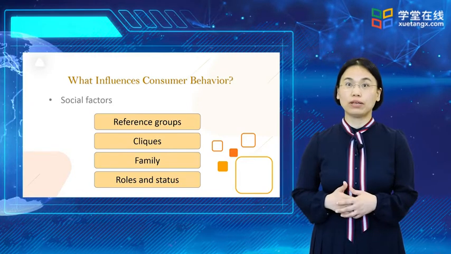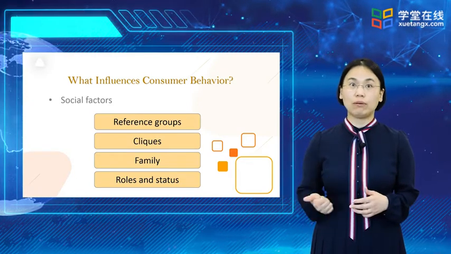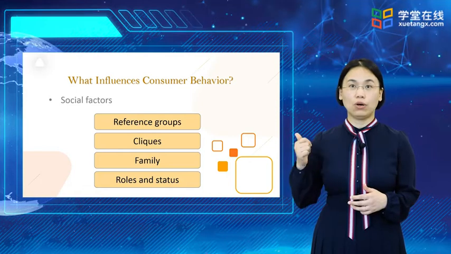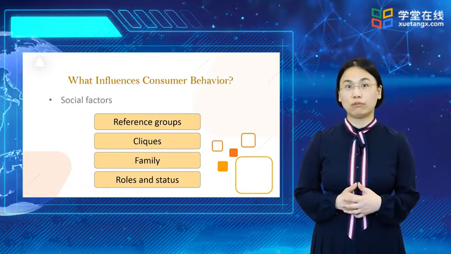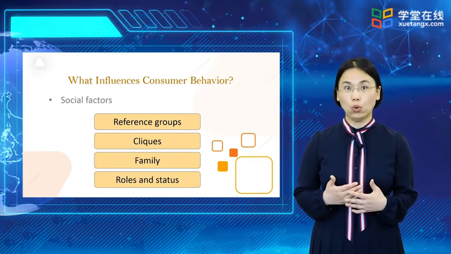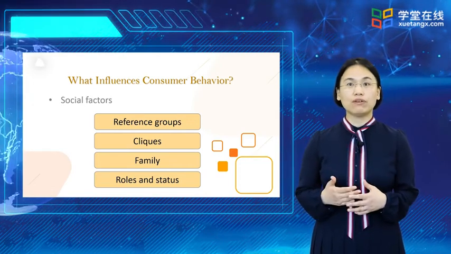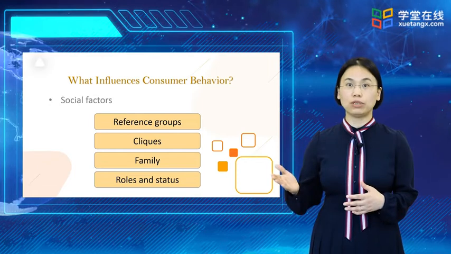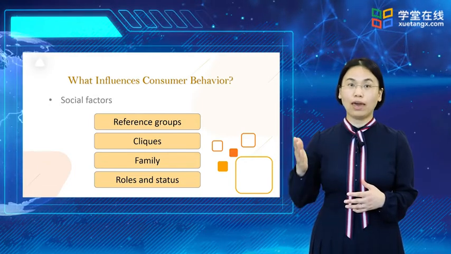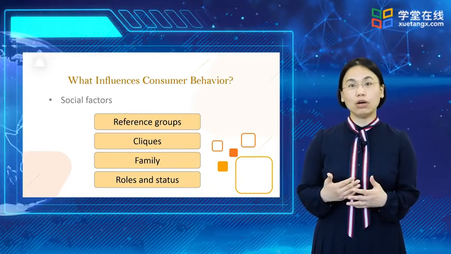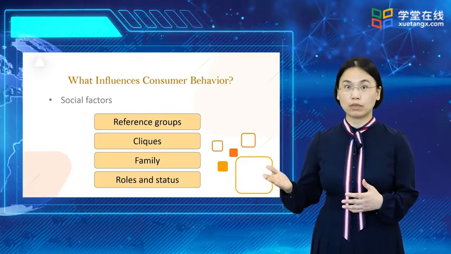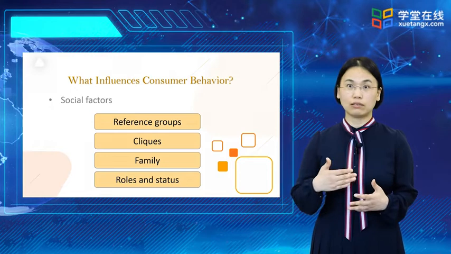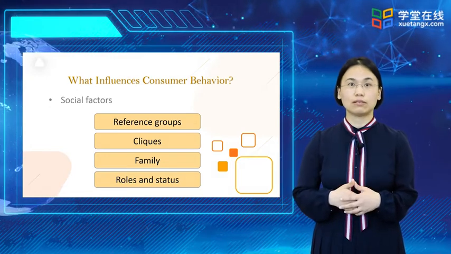We each participate in many groups, such as family, clubs, or organizations, and these are often an important source of information and help to define norms for behavior. We can define a person's position in each group in terms of role and status. A role consists of the activities a person is expected to perform. Each role in turn connotes a status.